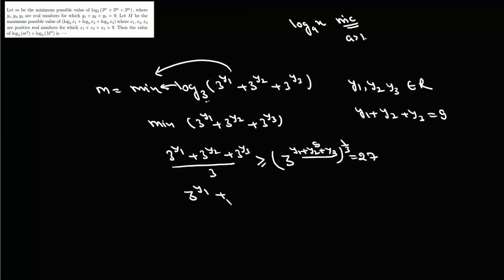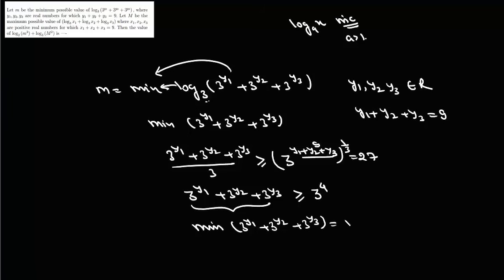So 3 to the power y1 plus 3 to the power y2 plus 3 to the power y3 is always greater than or equal to 3 to the power 4. So its minimum value, the minimum value of 3 to the power y1 plus 3 to the power y2 plus 3 to the power y3, will be 3 to the power 4, and we'll get this minimum value when 3 to the power y1 equals 3 to the power y2 equals 3 to the power y3.